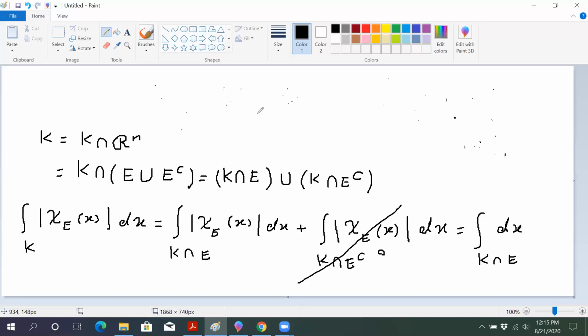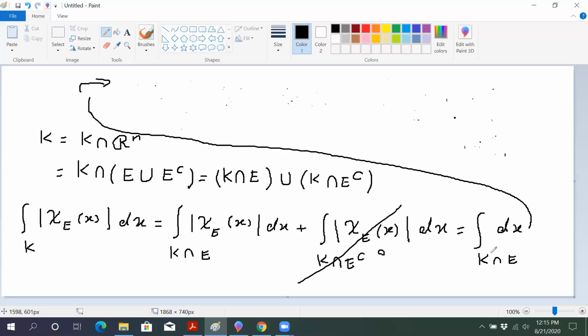Now let's move here. Now look at here. We have the integral dx over K intersection E. We are almost there. Do you agree with me? K intersection E is a subset of K, correct or not? Again, by the property of the integration, since K intersection E is a subset of K, and here we have a non-negative function, 1, by the property of the integral, this is less than or equal to the integral of 1 dx over K.